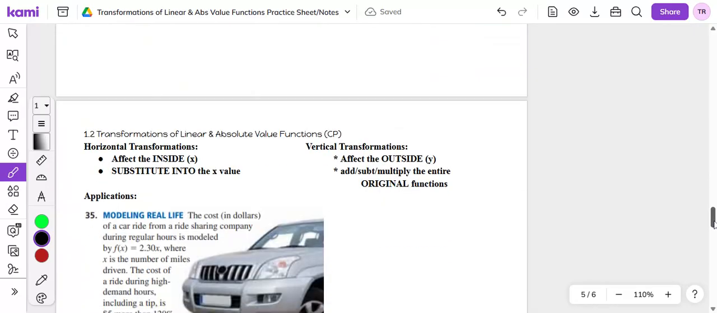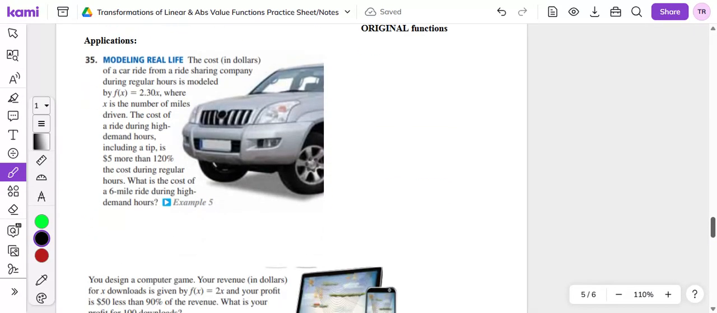But let's take a look at an actual application for you guys. So this one's kind of normal to you, right? We all do ride shares at one point or another, or we've seen or heard about them. So let's take a look at what happens. The cost in dollars of a ride from a rideshare company during regular hours is f of x equals 2.3x. So that's probably going to be really important to us. X is the number of miles driven.